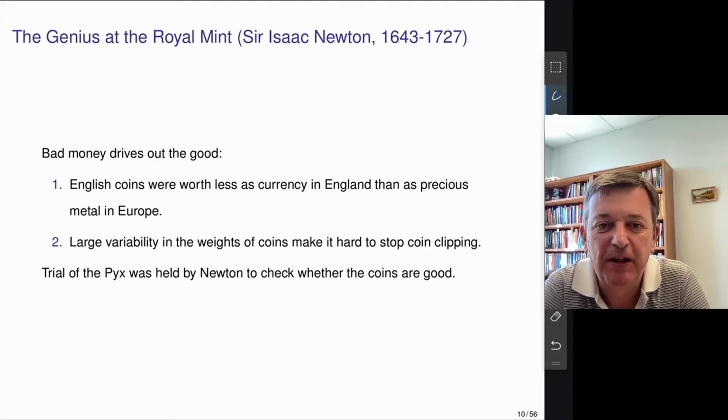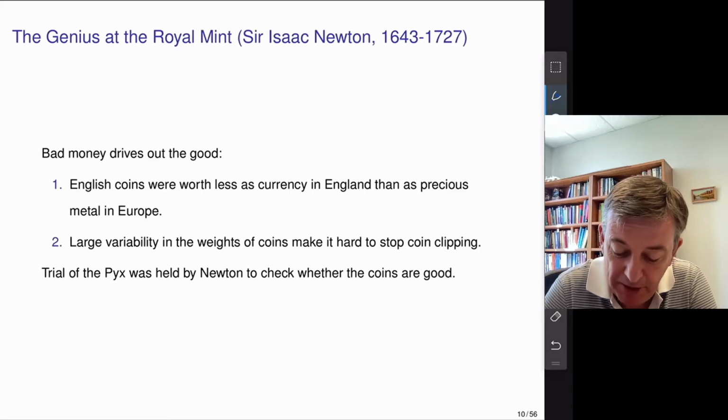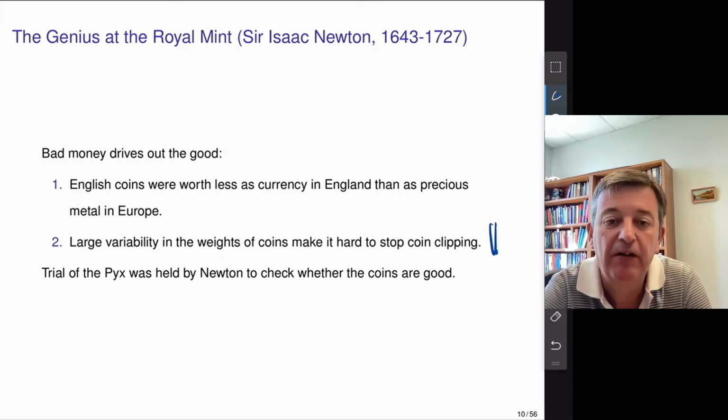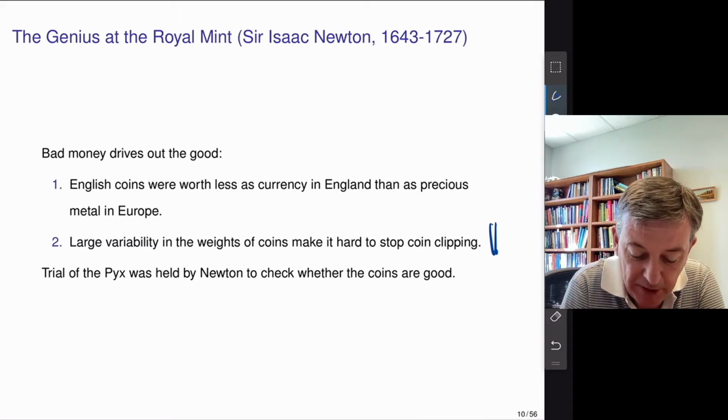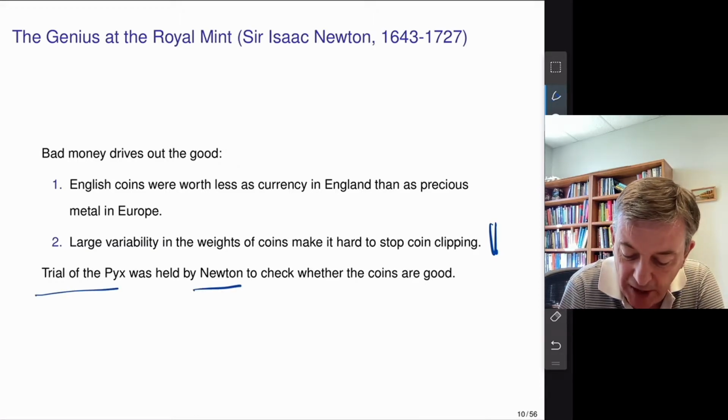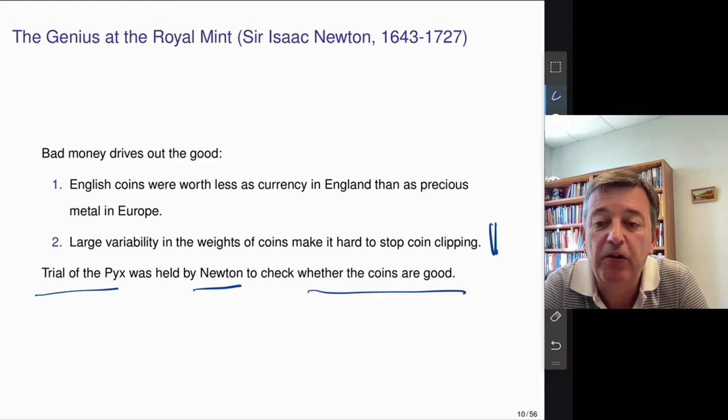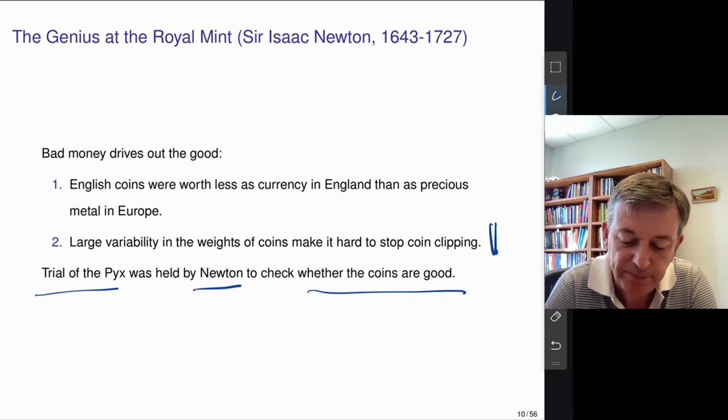He was also one of the proponents of the gold standard. So I think England was on a silver standard. Newton came in and switched everybody to a gold standard. And back then, English coins were made out of gold. And there was a large variability in the weight of these coins, because people would clip these coins. They would shave off a little bit of gold. And so Newton held something called the trial of the pyx, which was designed to figure out whether the coins are good or not, whether the coins have been clipped or not.